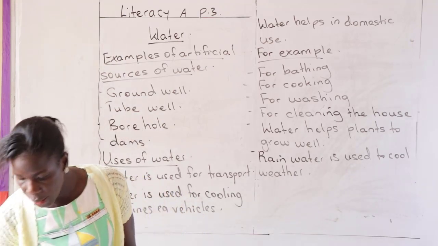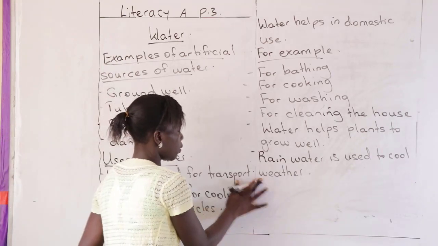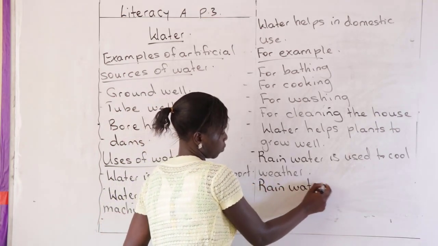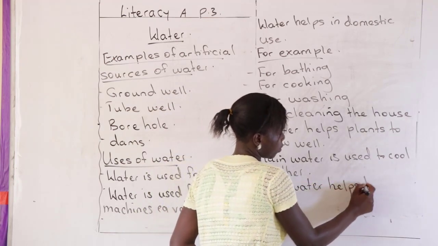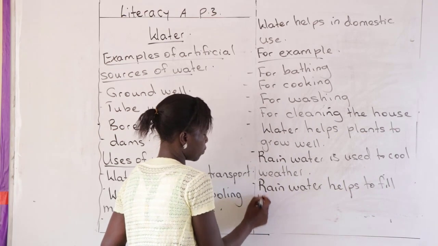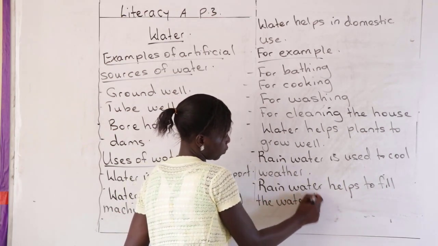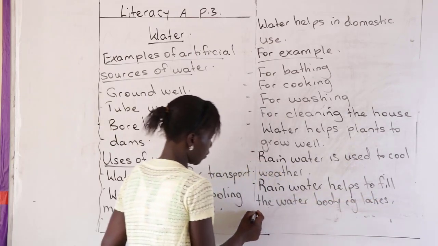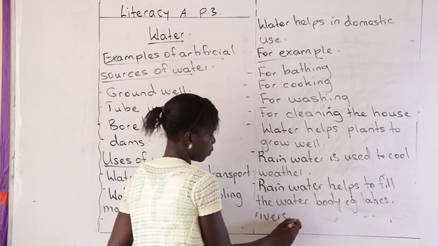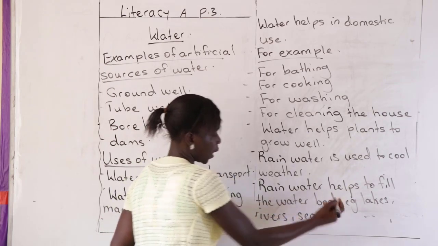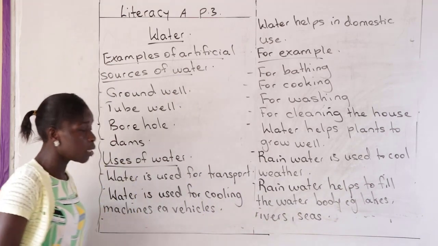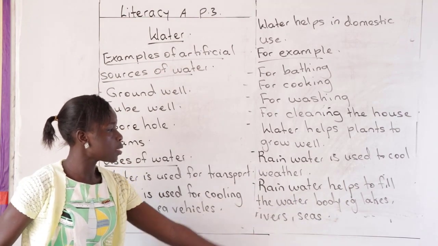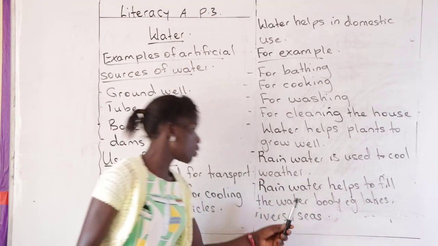And then rainwater also helps to fill the water bodies, for example, the lakes, the rivers, the seas, and many others. So we are looking at the importance of the uses of water.